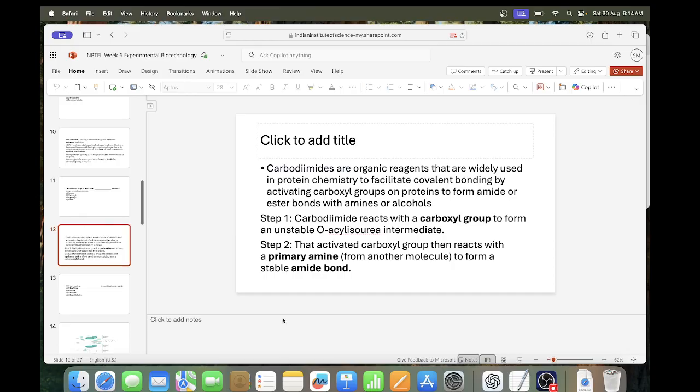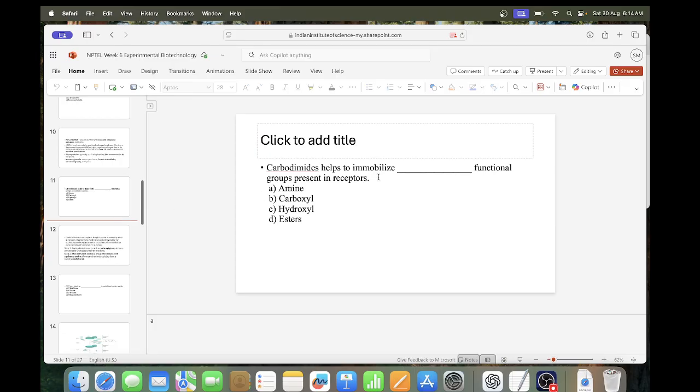What happens is this carbodiimide reacts with the carboxyl group to form this unstable acyl isourea intermediate. Then the activated carboxyl group reacts with the amine to form an amide bond. This way, the protein is embedded on the chip, which can later be used for other assays. So the right answer is it helps to immobilize this. It's an amine, not amide, functional group present in receptors.